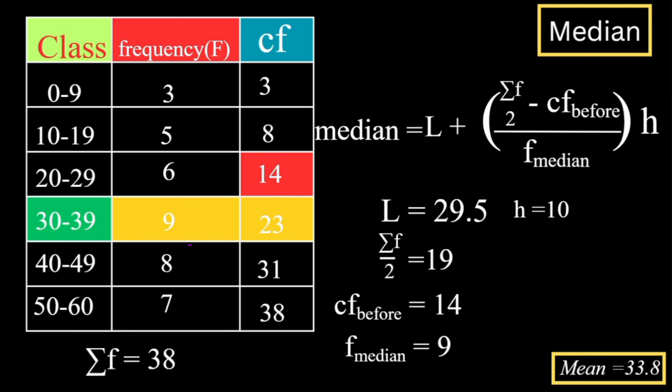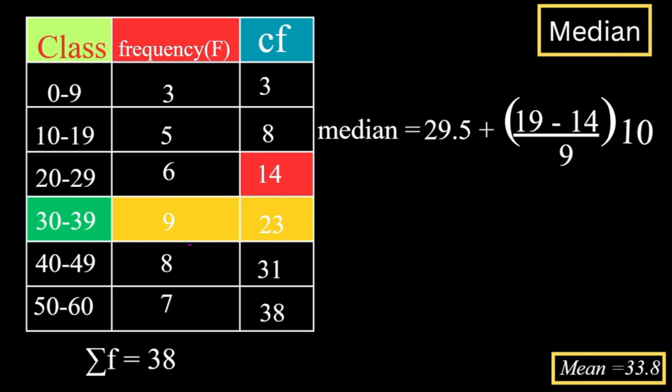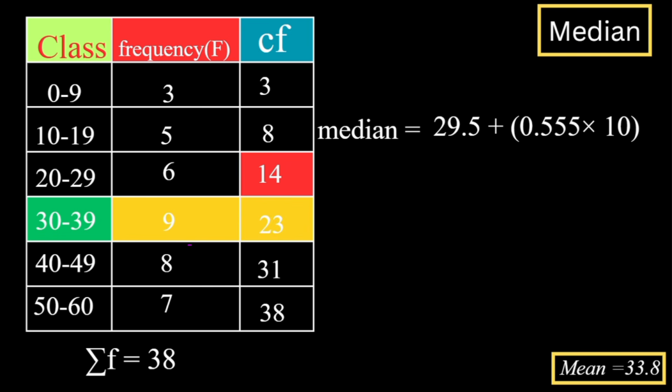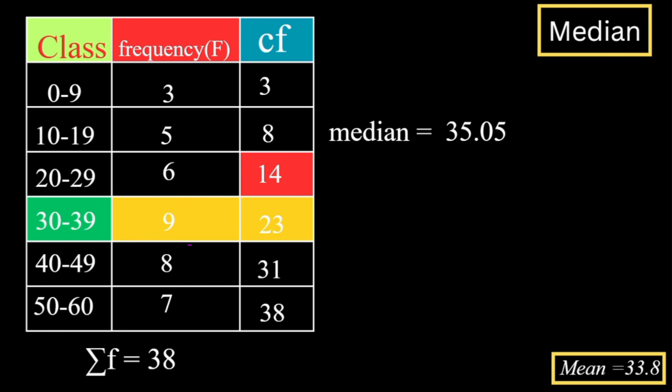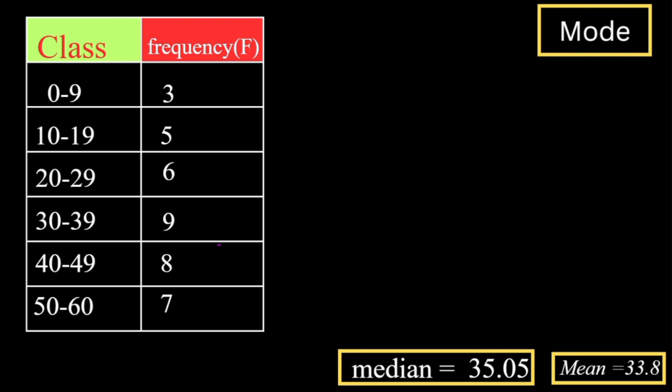Now, since we have all the values we need, we can substitute them in our formula so that we can get the median. So the median will be given by 29.5 plus 19 minus 14, which is 5, and 5 over 9 is 0.55. Multiplying this by 10, we get 5.55. Adding this to 29.5, we get our median as 35.05.